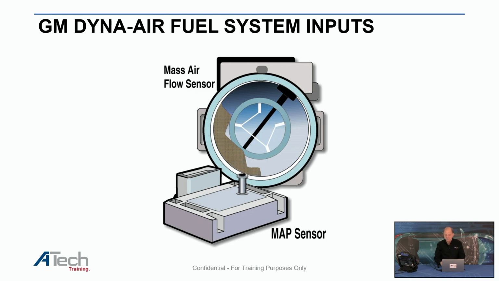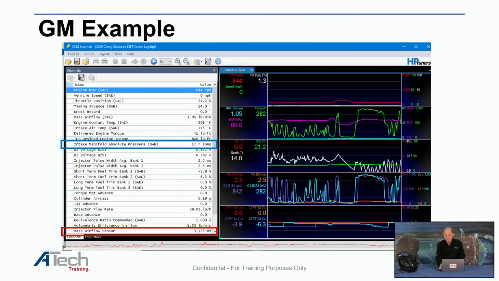Even other car companies have gone to this. If I look at a couple up here, I have a GM example, and you're going to look at some of the information there, guys. You've got intake air temp, and you've got the MAP also. And what else is up there? Mass airflow sensor. These are both used.